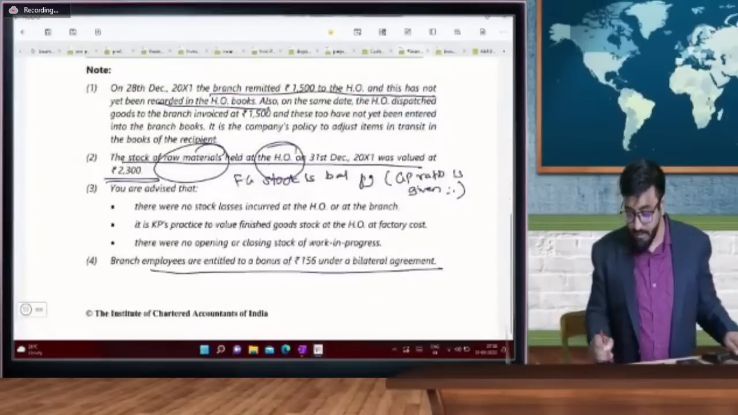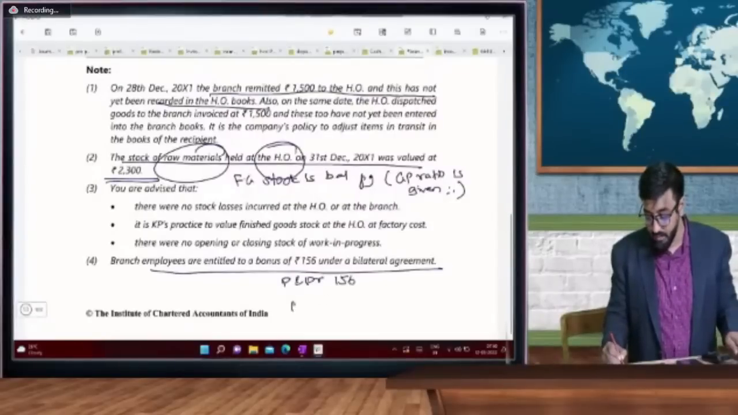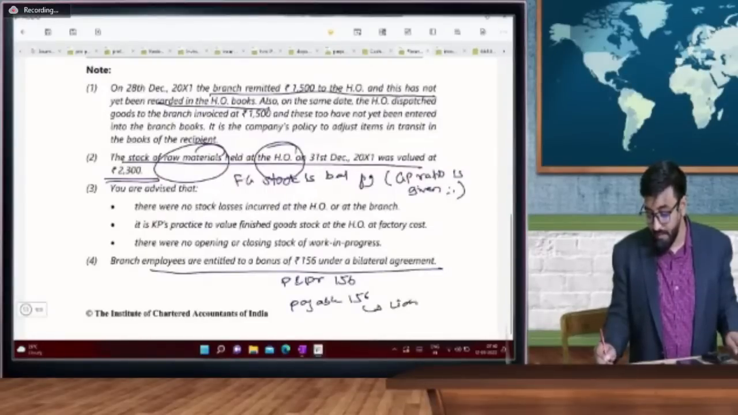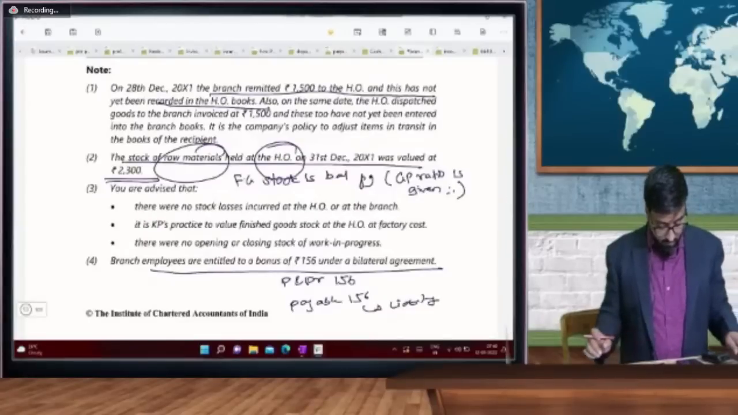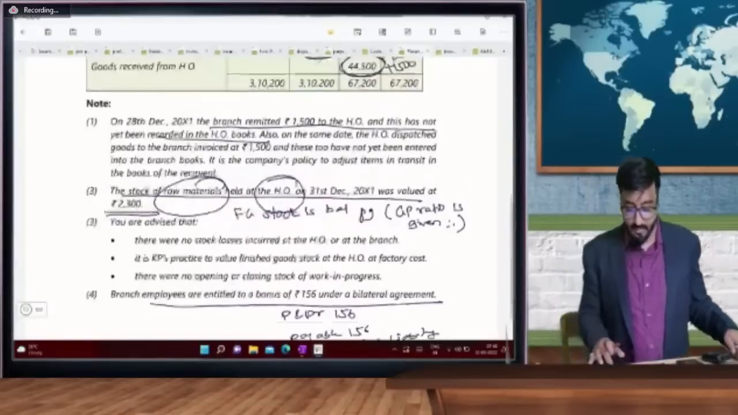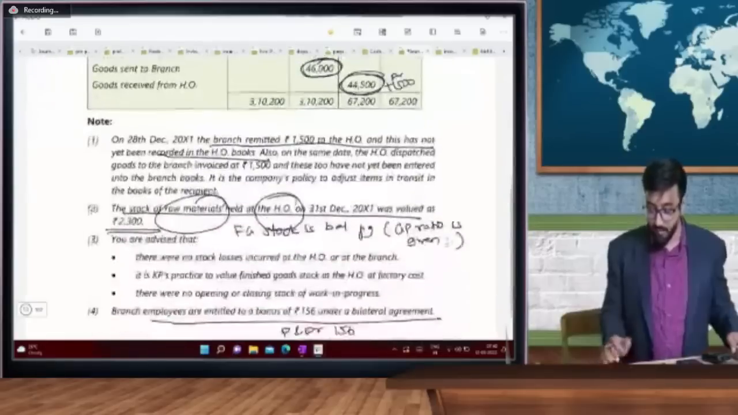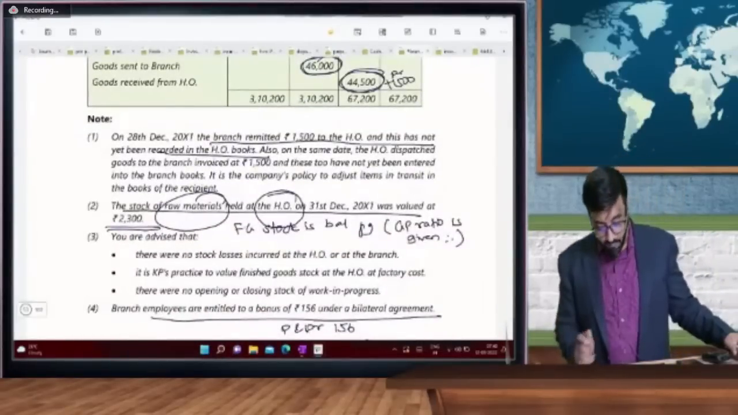Branch employees are getting 156 under bilateral agreement. So profit and loss account debit for branch, and this is payable. So two effects because this is an adjustment. One P&L debit and one liability side. Yes. Now see, beta, we have done with these adjustments.